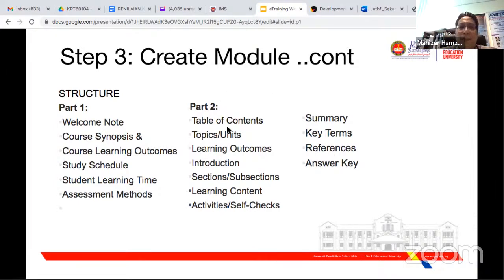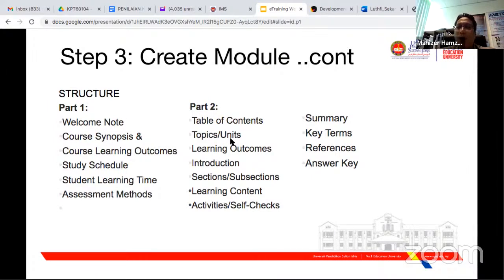For example, you have a table of contents, topics for every unit, and the learning outcome in every unit, the introduction of that unit, sections or subsections of that unit, and then learning content, and then maybe activities or self-checks. Especially for self-learning material, there should be an activity and learning self-check. Sometimes they come up with online learning, online self-checks, online quizzes, which you can implement.